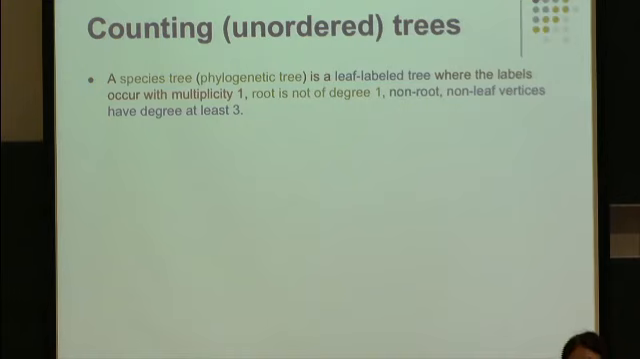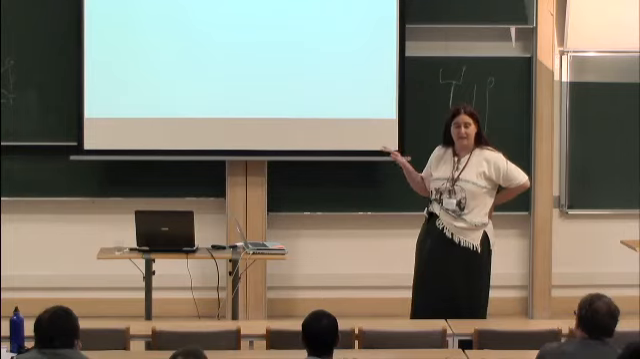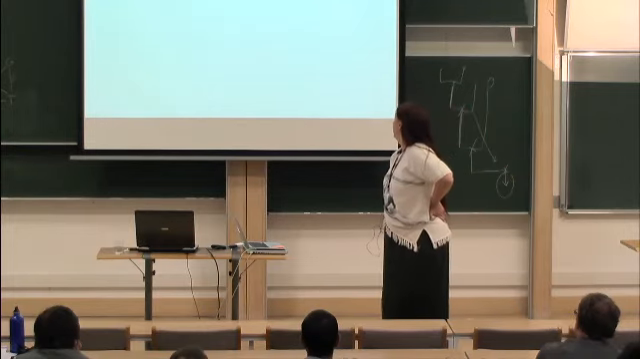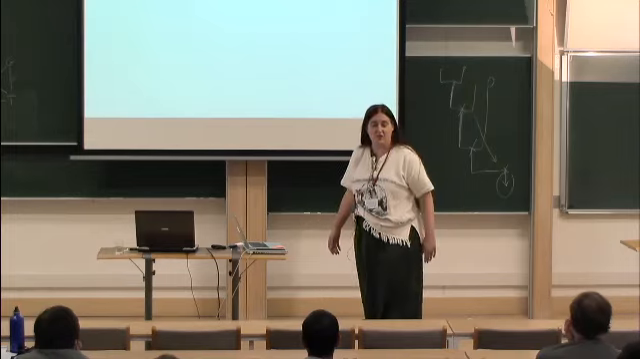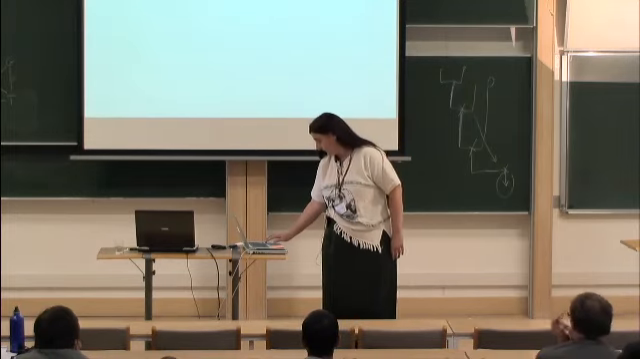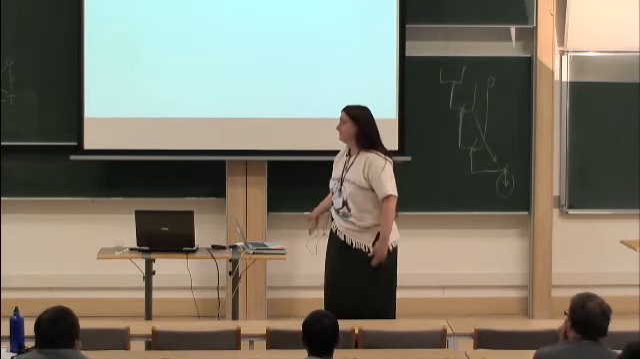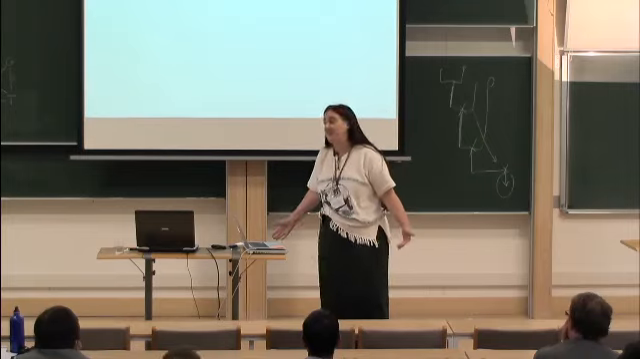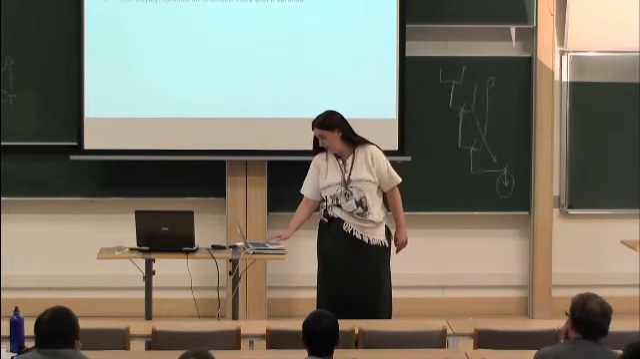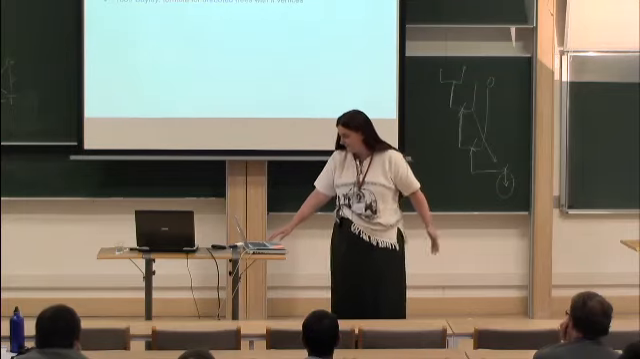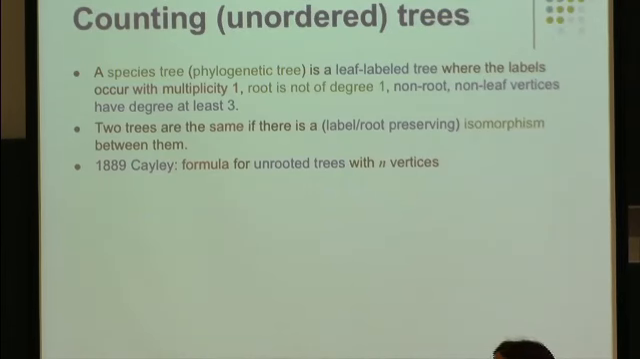And for purposes of mathematical analysis, at least for counting and a couple of other things, I found it's much better if I don't have the root of degree 1. And non-root, non-leaf vertices are at least degree 3 because they are speciation events. Mathematicians say two trees are the same if there is an isomorphism between them, so they look the same. In 1889, Cayley had a formula for unrooted trees with n vertices.